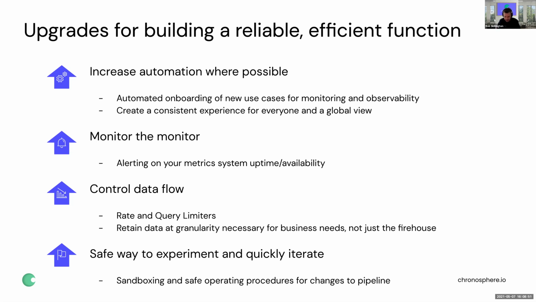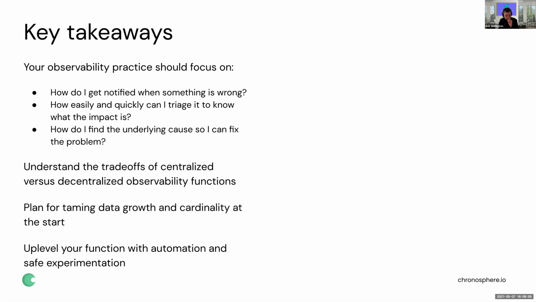And of course, you want a safe way to experiment and quickly iterate. So sandboxing and allowing folks to try out new super high cardinality metrics without interrupting other people is a great example of something that can help teams quickly iterate on really powerful observability functions.